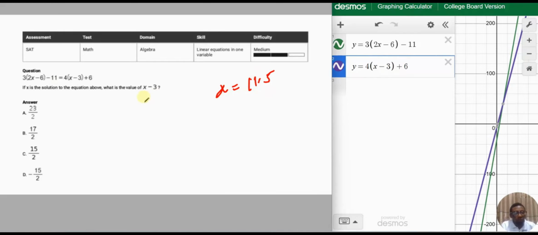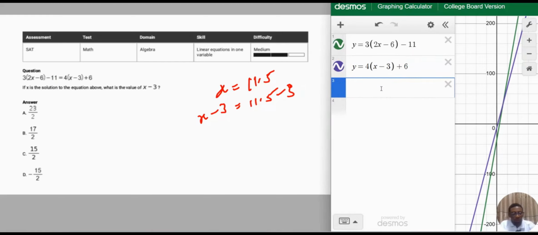But you are asked to find what? You have to find x - 3, which is 11.5 - 3. So let's type that in. That is 8.5. So 8.5 should be 17 over 2. So this is our answer for A.